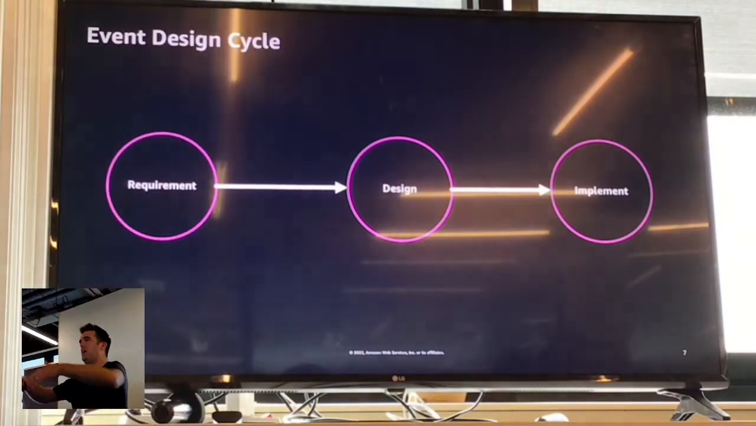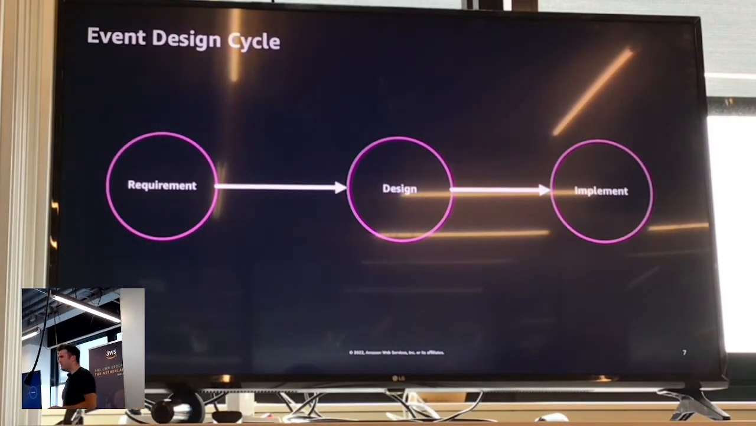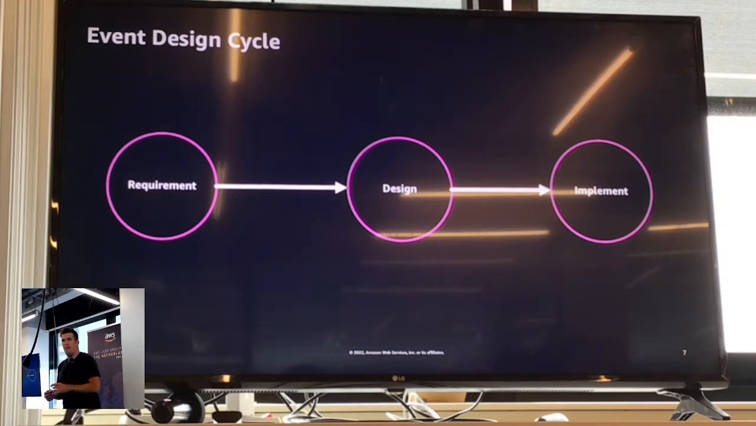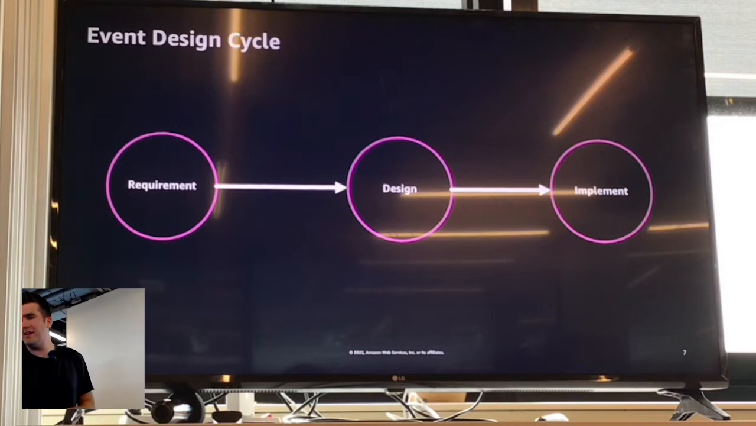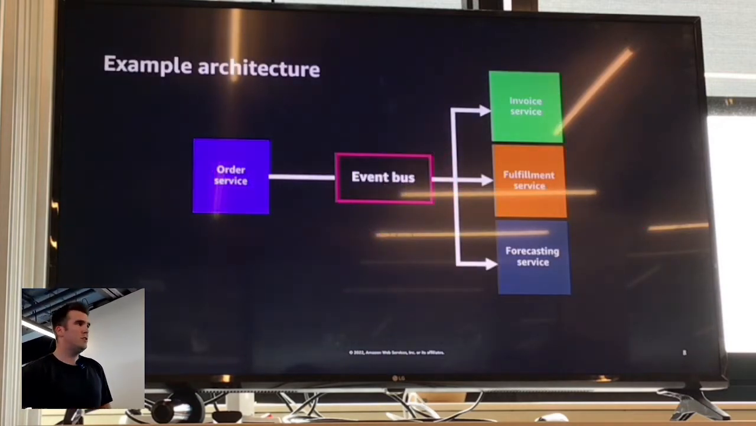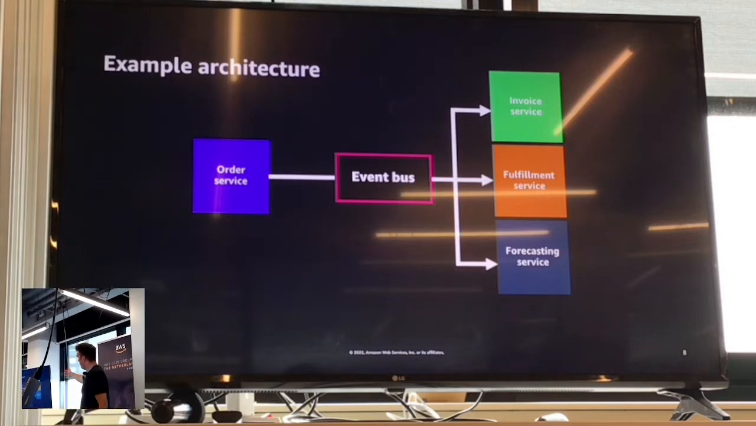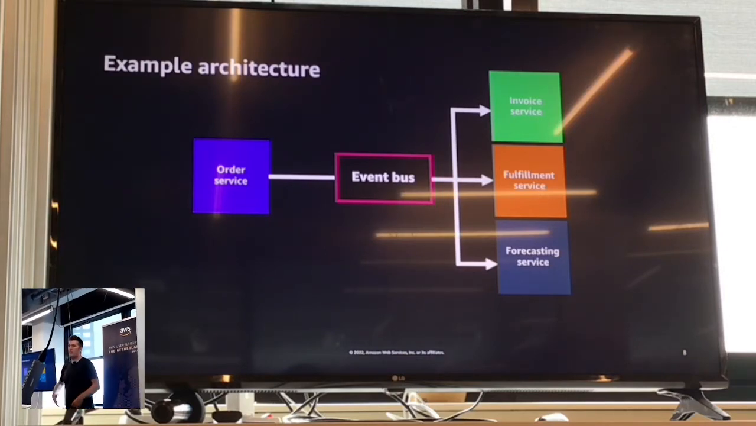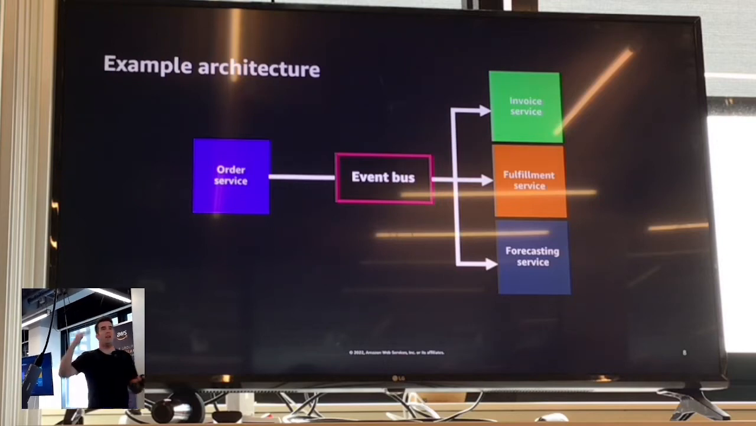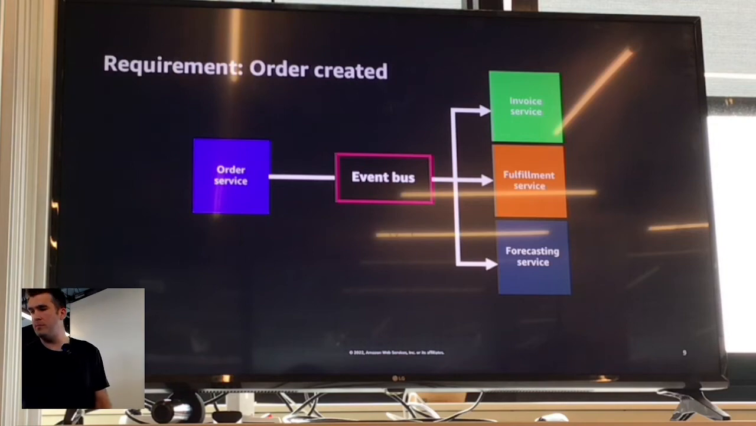We are the order service team. We're a big team here. And then next, we have the design phase. So we design the event, and then we implement the event. If we look at an example of this, here we have a simple microservices architecture. We have the order service, we're going to fire events into the event bus, and we're going to have downstream consumers. Right, so where can this go wrong?